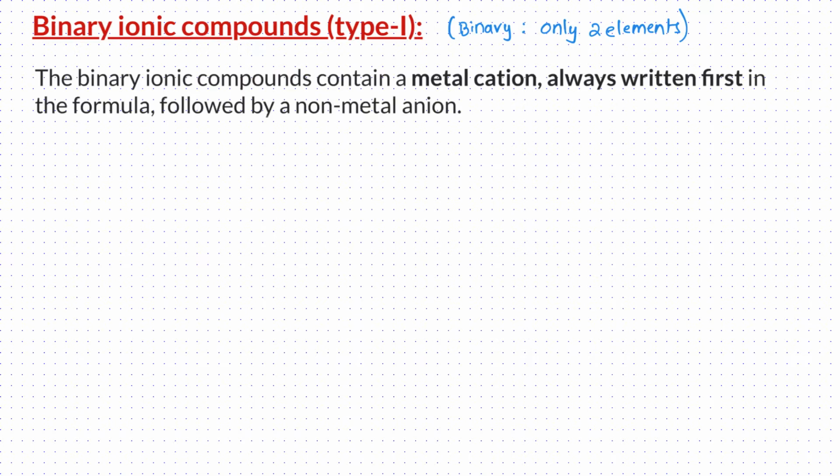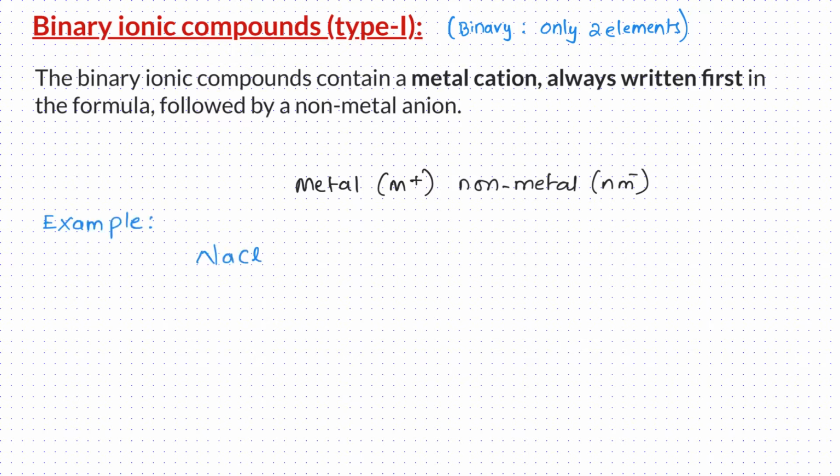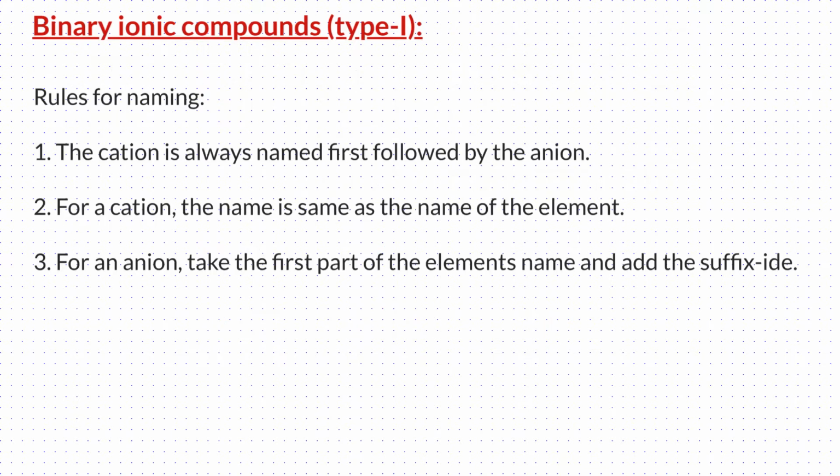The binary ionic compounds contain a metal cation, always written first in the formula, followed by a non-metal anion. For example, NaCl consists of Na+, that is the metal cation, and Cl-, that is the non-metal anion. Similarly, Al2O3 consists of Al3+ and O2- ions. The following are the rules for naming a type 1 binary ionic compound.